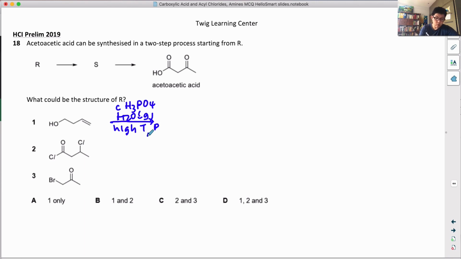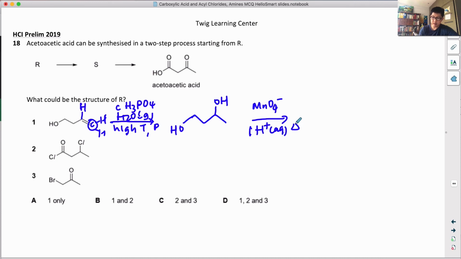So you can apply Markovnikov's rule because this carbon has 2 H's and this one has 1 H. So you're going to add water, and you add a H to the carbon with more H's. So the first thing I'll do is add a H to this carbon, and then the OH on the other side. So this is the intermediate. The next step you can do is use MnO4 minus, acidify and heat. So this primary alcohol on the left hand side becomes a carboxylic acid. Can you see that? And this secondary alcohol gets oxidized to a ketone. So that's why you can get a product. The next one here I will probably use sodium hydroxide, aqueous and heat.